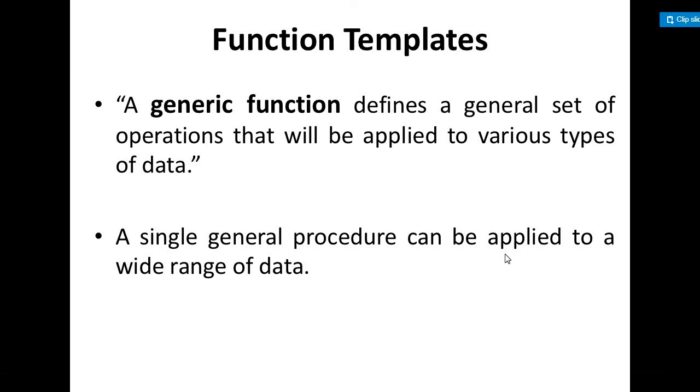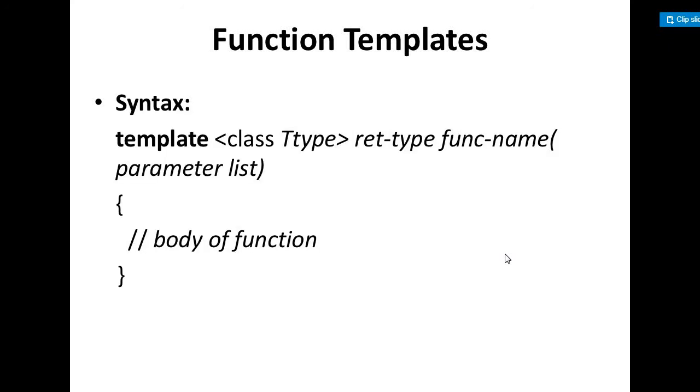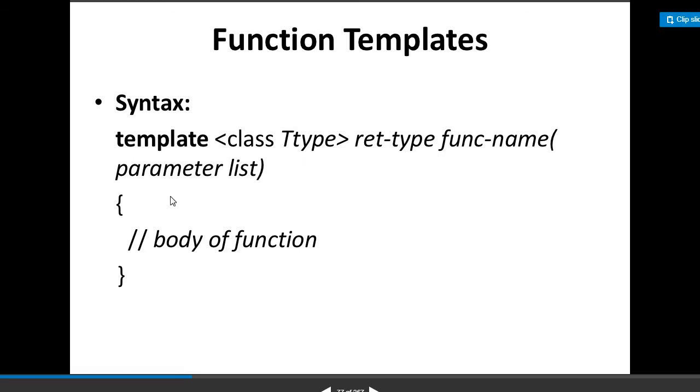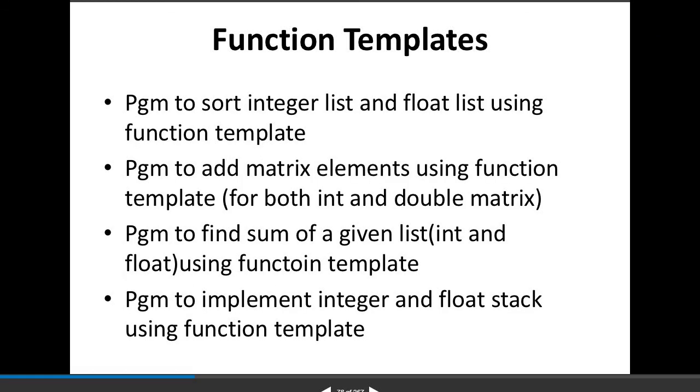Function template: a generic function defines a general set of operations that will apply to various types of data. So a single general procedure can be applied to a wide range of data. This is the function template syntax. The template keyword is used, then class type, return type, the function parameter list, and the body of the function. So, a program to sort an integer list?